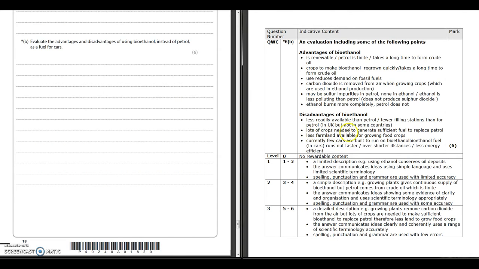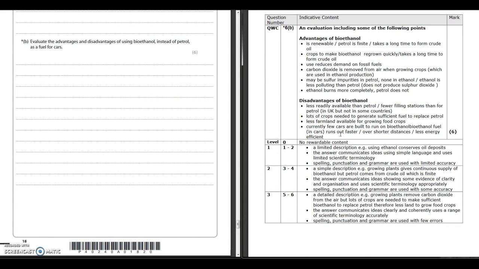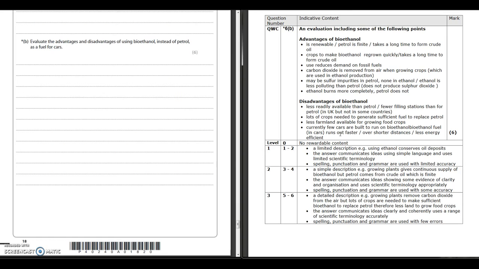It takes up space for crops, which obviously either needs trees and things cutting down, land clearing, or takes up space where you'd otherwise be growing crops. And your car and a lot of other cars on the road won't run on it already. How do I get 6 marks? Look at this bit here. Give me a few advantages and disadvantages with some key words, some science words like carbon dioxide, renewable, that sort of thing.